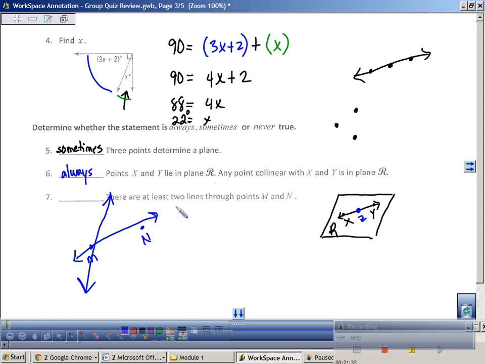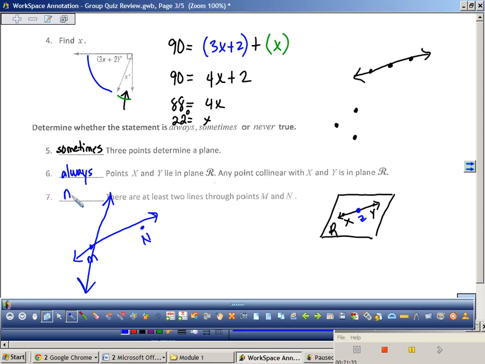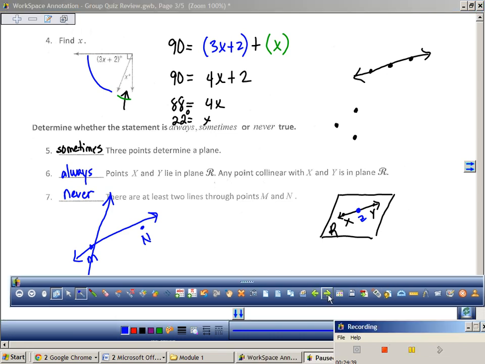That's not a line. A parabola isn't a line, right? It's a U-turn. Okay. So this one is never. How are we doing? Any questions so far?